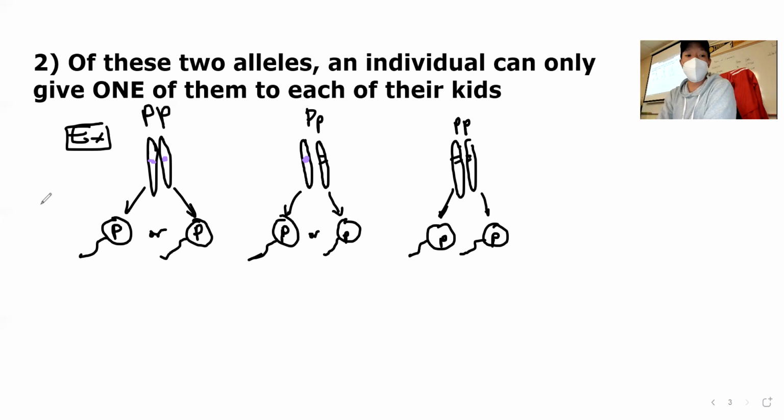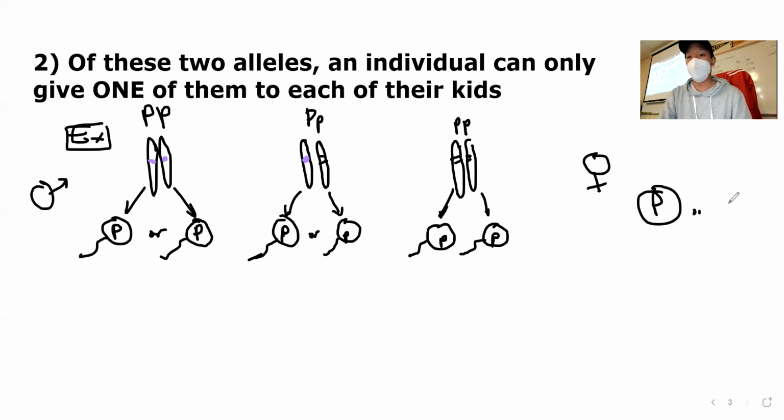All of these are sperm, so this represents the male, but the female is doing the same thing on her side. Oops, sorry, that's not male. Oh no, that is male, sorry. The female is on this side making eggs that also either have a big P or a little p.